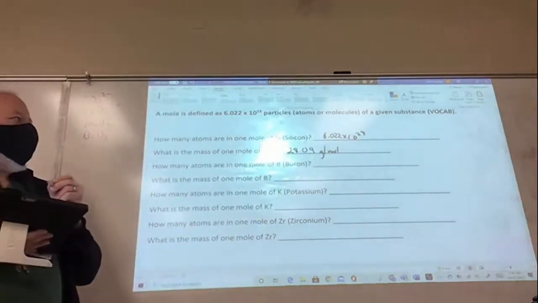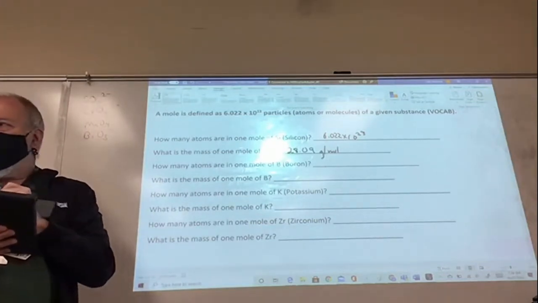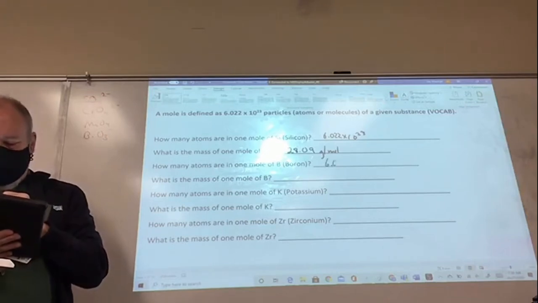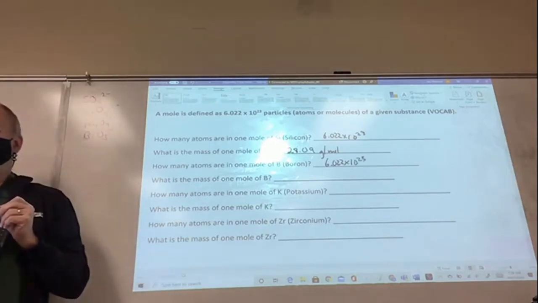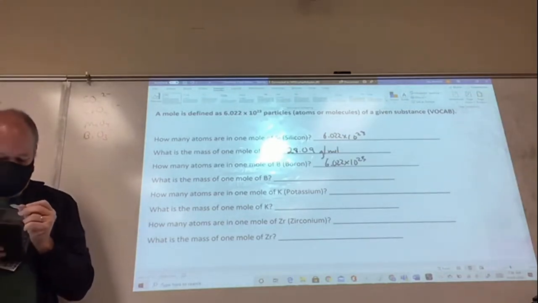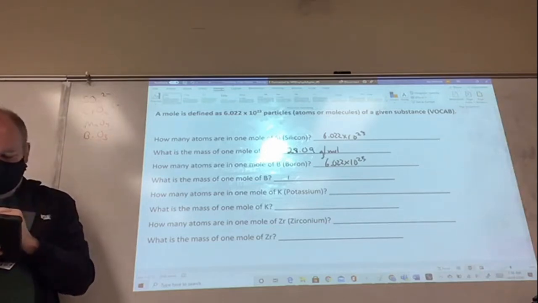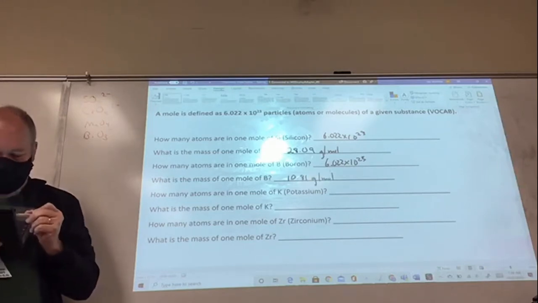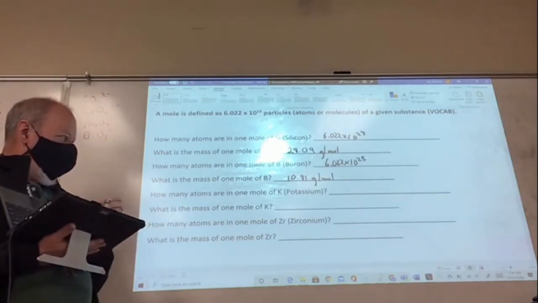How many atoms are in 1 mole of boron? How many atoms are in any mole of anything? 6.022 times 10 to the 23rd. But what is the mass of 1 mole of boron? So look up the molar mass of boron. Grams per mole. Okay, and so you'll probably want to find the mass of 1 mole of potassium and 1 mole of zirconium as well.